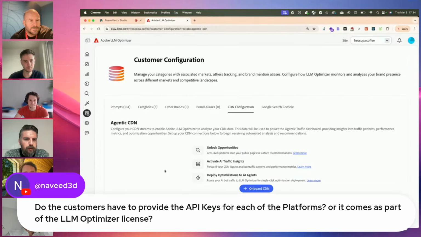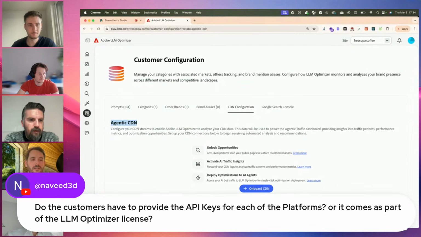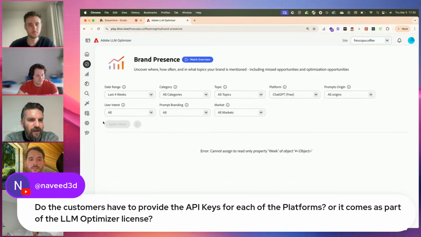So do customers have to provide the API keys for each of the platforms that you're tracking, or is that included as the LLM Optimizer license? And I would like to thank Naveed for asking a closed question, so we can just answer yes or no. No, it's included by default in brand presence, so there is no need to provide an API key. Perfect.